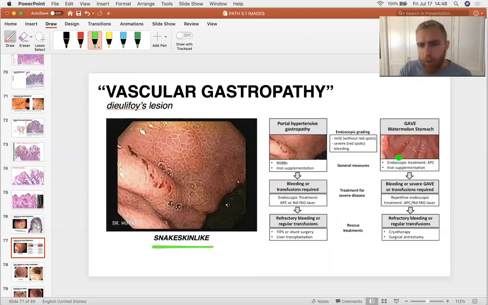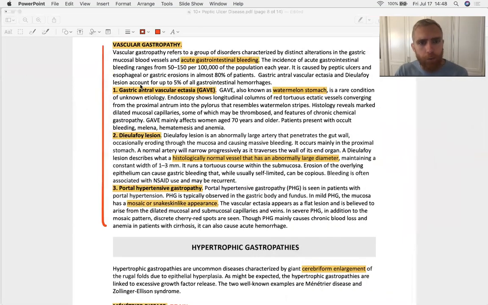And this table on the right I included just to remind you that anytime a patient comes in with an anemia due to a GI bleed, one of the very first things that you want to do is start them on supplemental iron to get their blood levels back to normal. So those are two of our three vascular gastropathies, again, in the text.